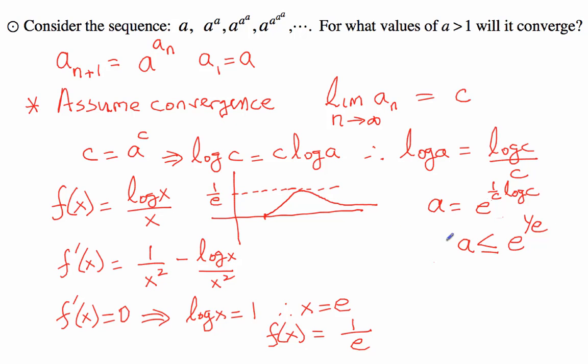On the other hand, a has to be bigger than or equal to 1, because when we're at this point over here, log c over c is 0, and then log of a is 0, which means a is 1. And so there is a range of values of a that's given over here for which this sequence will indeed converge.